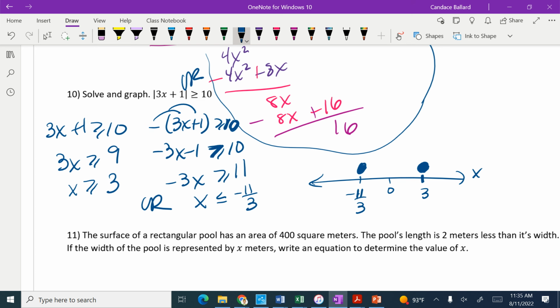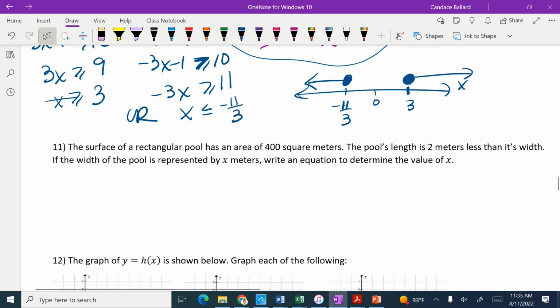Okay, remember x on the left, it makes an arrowhead. So the 3 has got to point to the right. The negative 11 thirds has got to point to the left. And that is what it should have looked like in the other one. Okay. All right, we're going to keep going. We got 2 more I want to talk about. Take like 30 seconds and read that to yourself.